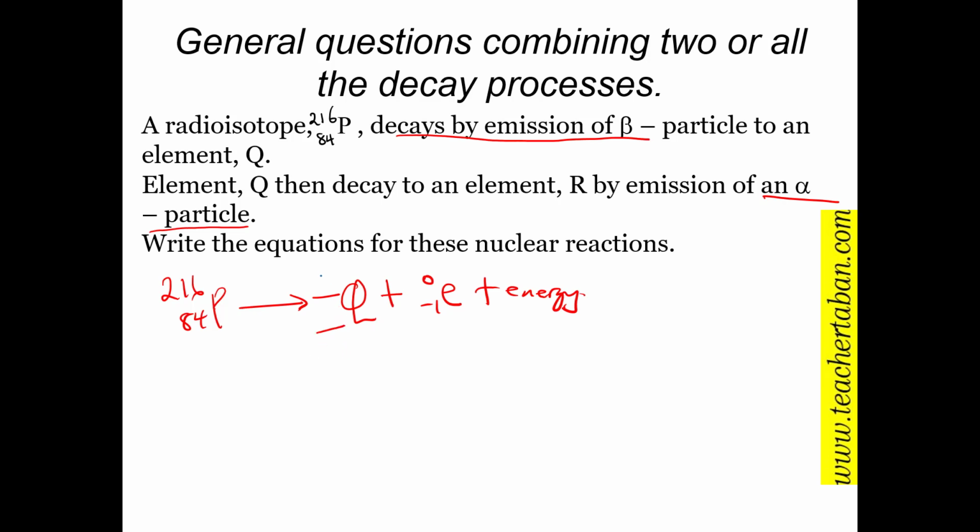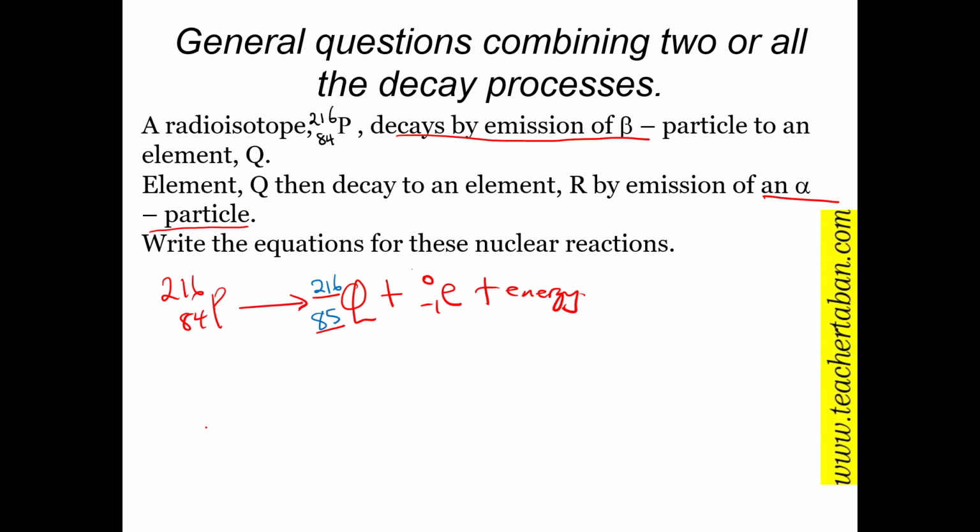So can you guess what is here? Okay, beta particle. So this is 216 because there is no change. You found that, that is correct. And then what is here? 85, correct. So that is the first process.